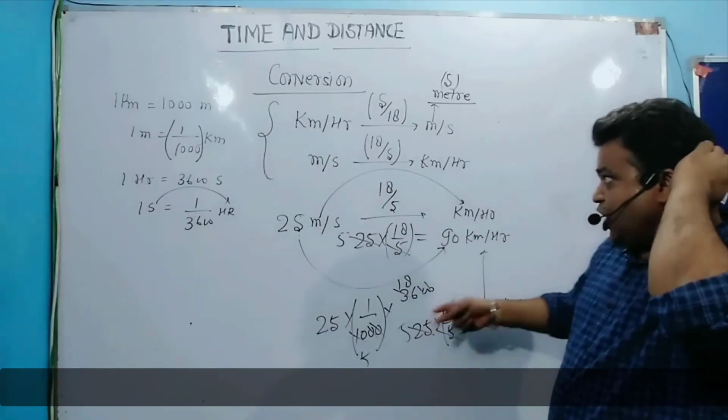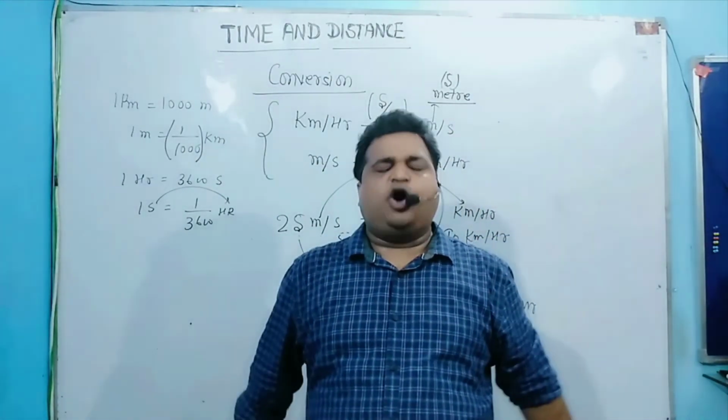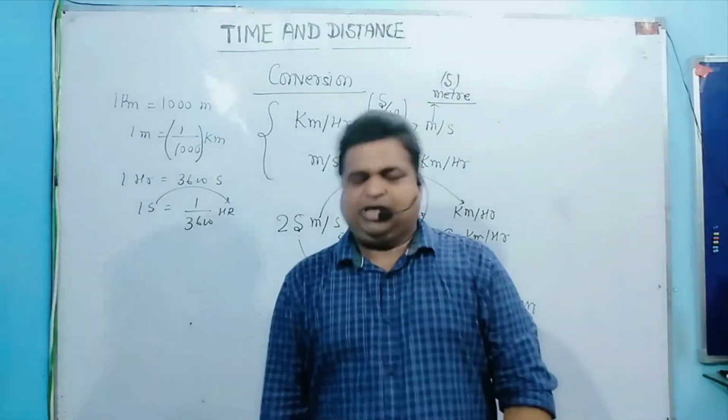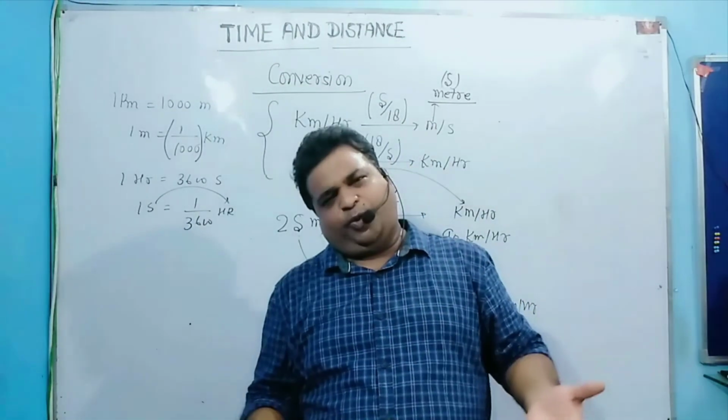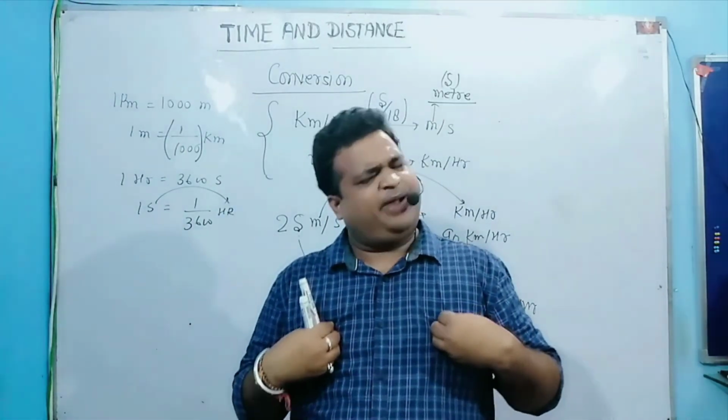Okay. So this is how you convert the value by the conventional method or by the direct method. I advise you can do it your own way. But from my side, if I suggest to you, you just simply learn 5 by 18 and 18 by 5.